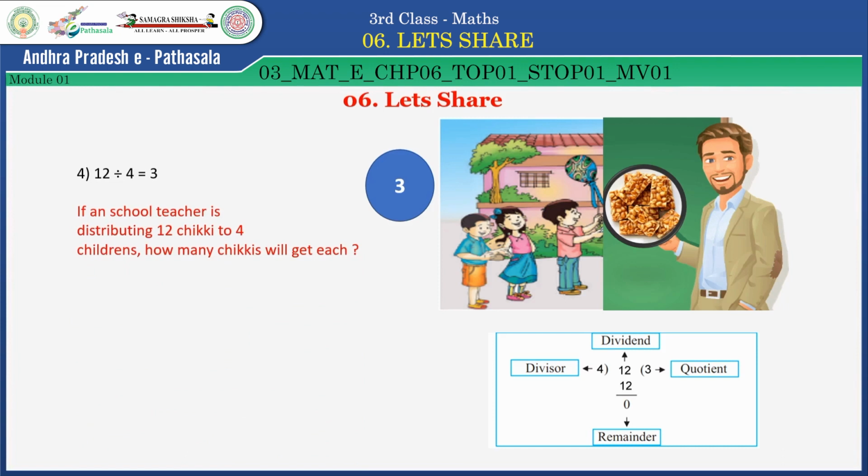In the 4 table, 4 threes are 12. 12 minus 12 is 0. The quotient is 3 and the remainder is 0. That means each child gets 3 chikkis.